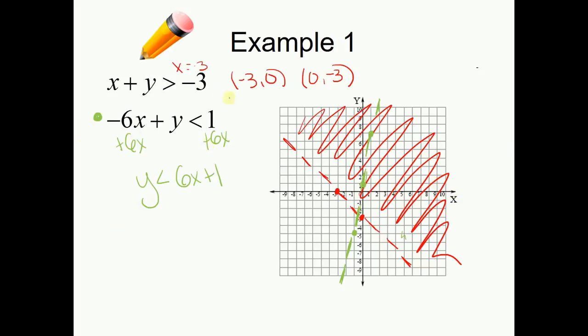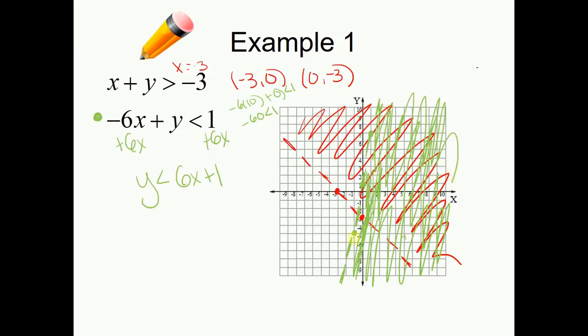So -6 times 10 plus 0 needs to be less than 1. So -16 needs to be less than 1, which is in fact true. So I'm going to shade on this side of the line. Now notice, guys, I'm shading the entire side of the green line. Notice that my two equations, I'm going to take my highlighter here.